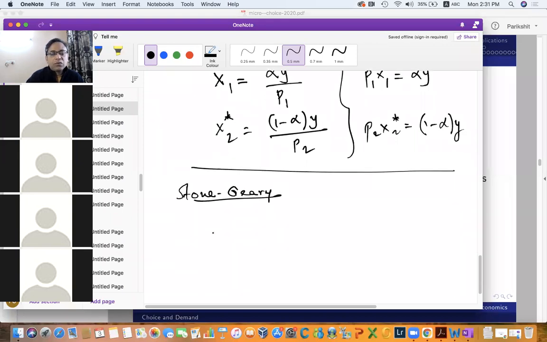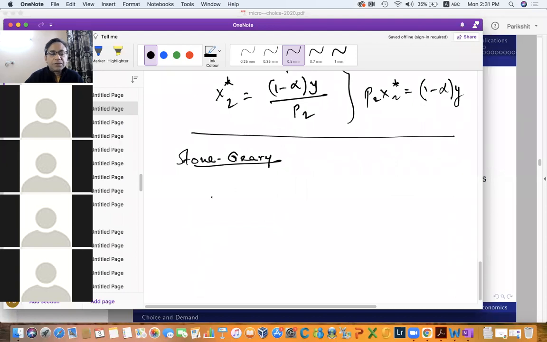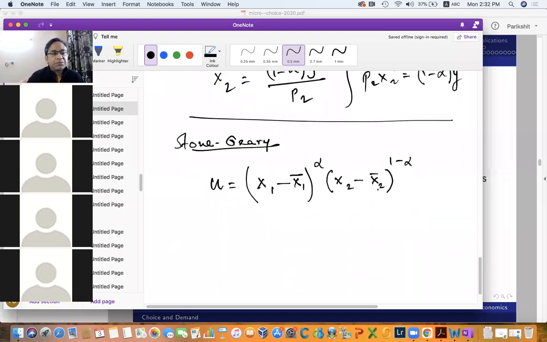Okay, which takes the following form. You have U equals (x1 minus some constant x1 bar) raised to the power alpha, times (x2 minus some constant x2 bar) raised to the power 1 minus alpha. So now we have three parameters, x1 bar, x2 bar, and alpha, and we can try and estimate all of these parameters from the data so that we have the best possible fit.